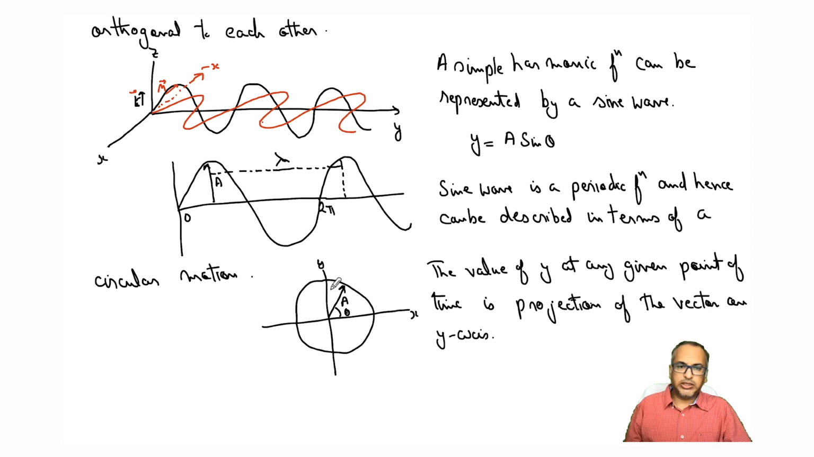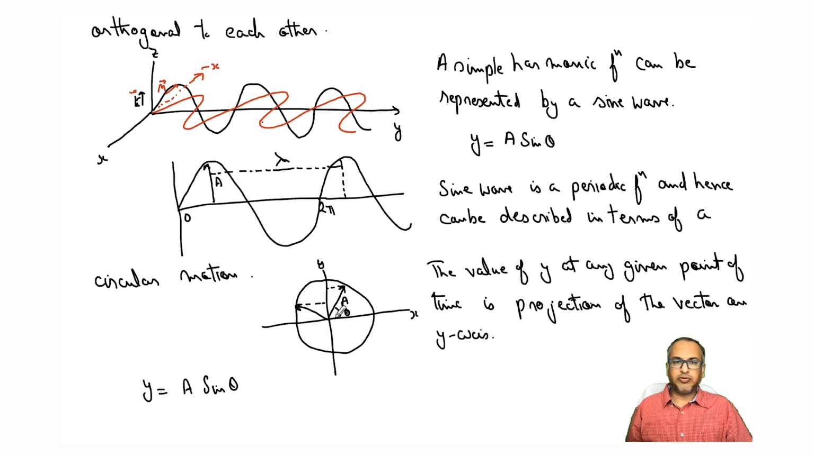So if you draw a projection of this vector onto the y-axis, this length will be the value of y at any given point. So let's say the vector at some point is here, then the projection will be this length. If the vector is here, the projection will be this length. So this projection will keep on changing, right? How will this keep on changing? It will change with this relation: y is equal to a times sine theta, which we had written here, which is nothing but the projection of this vector a onto the y-axis, right?